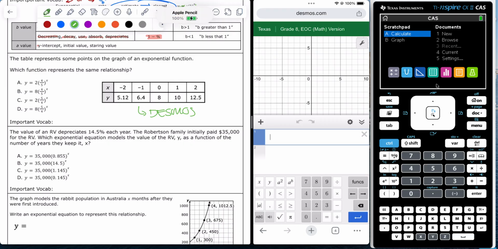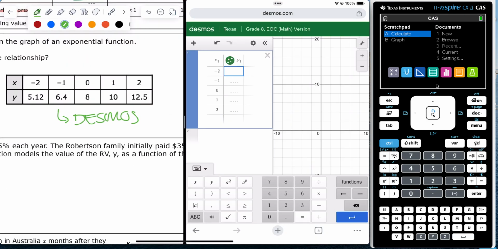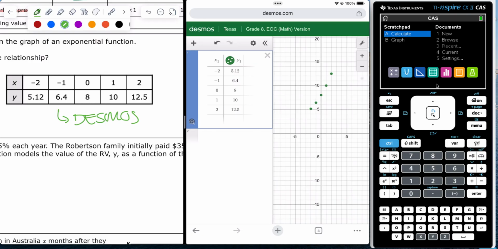One second, I gotta get my keyboard. So here I'm going to put plus table, -2, -1, 0, 1, 2, so we can see it all. Here we go. We have 5.12, 6.4, 8, 10, 12.5. Now remember, I always want to press this little plus right here, zoom fit.